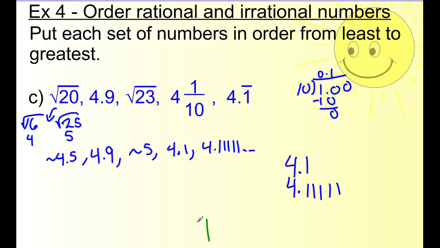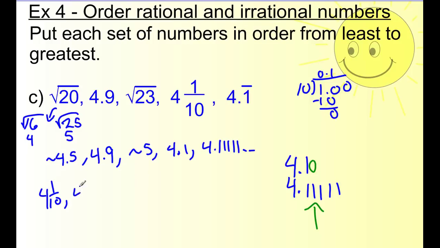If you look at them one number at a time, 4s are the same, 1s are the same. This next digit over, you either have a 1 or a nothing, a 0. And 4 point nothing is smaller than 4.1. So the 4 and 1/10 is the smallest.